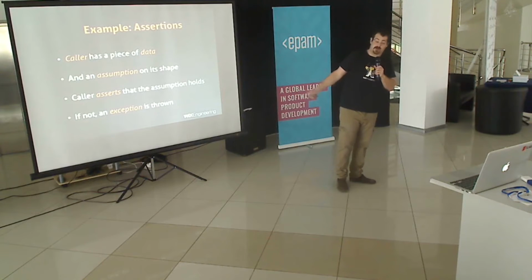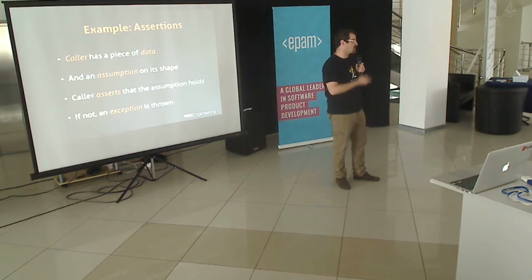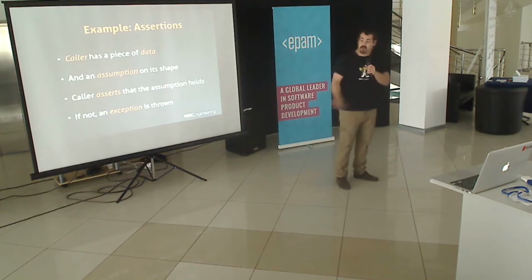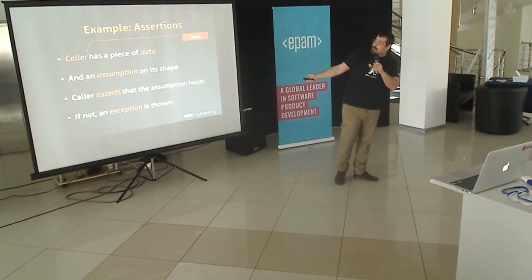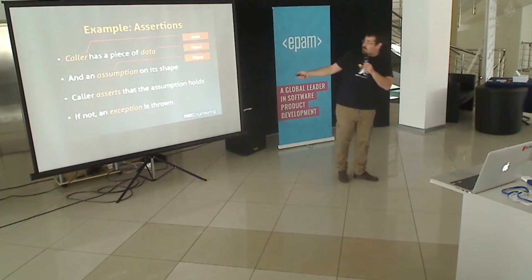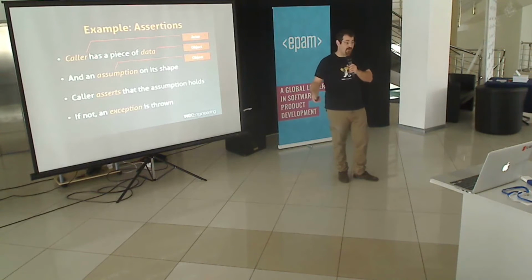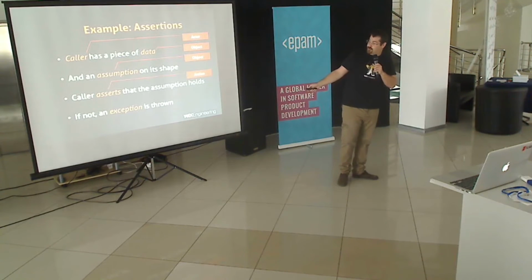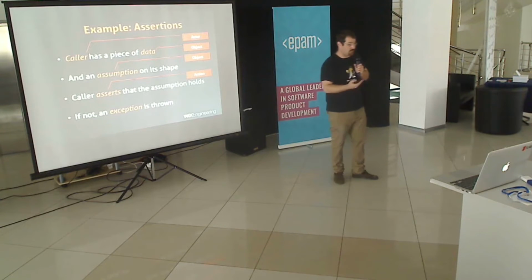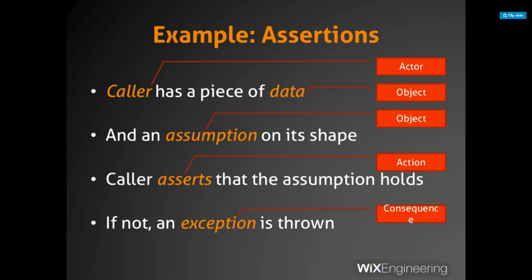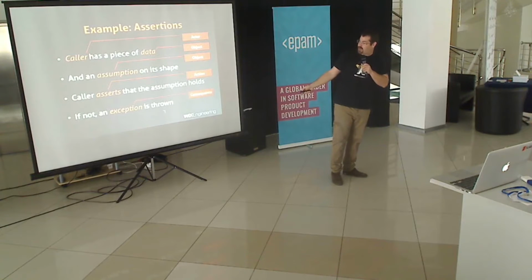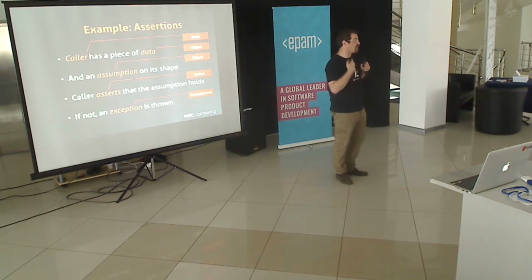And the consequence that I want for this example is I want an assertion exception to be thrown if that assumption does not hold. So the caller is an actor. Data and assumptions are objects, so we need to provide a language in which it's easy to define these assumptions. An assertion is the action that I'm trying to perform. And an exception may or may not get thrown. That is the consequence of this action.